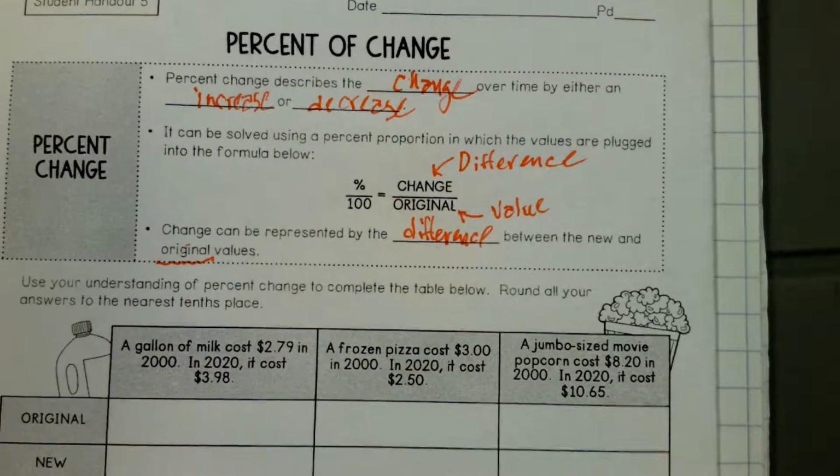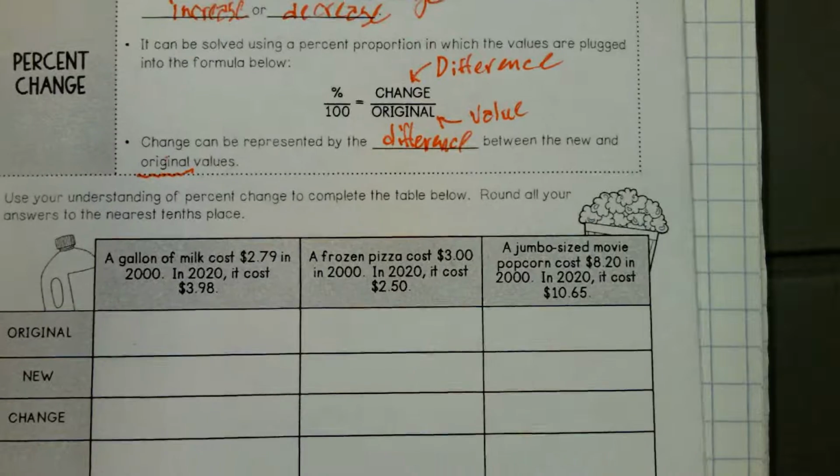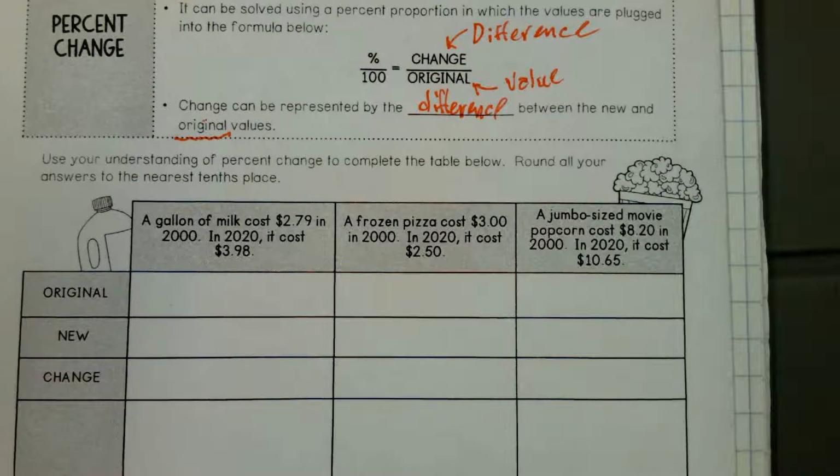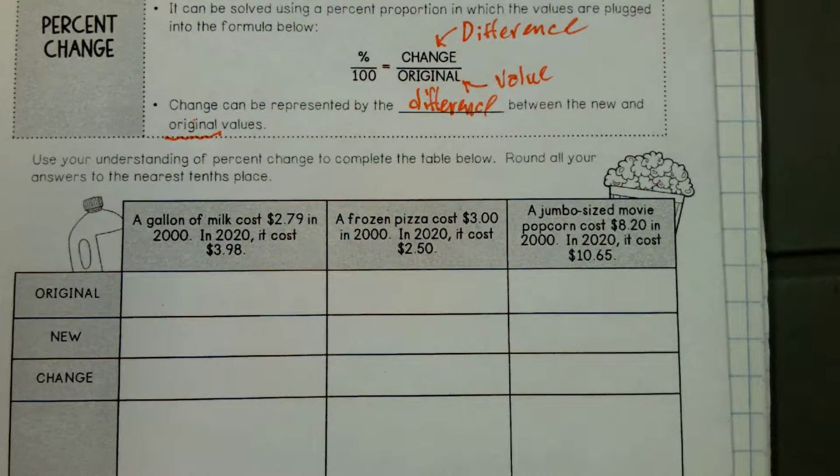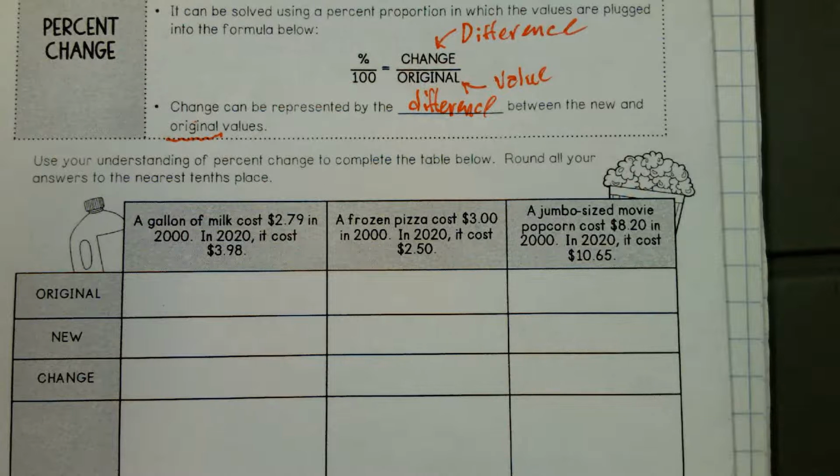So what we're going to do is work on this table together, and then afterwards we're going to get into groups and work on the back page. Use your understanding of percent change to complete the table below. Round all your answers to the nearest tenths place. Okay, so let's begin.